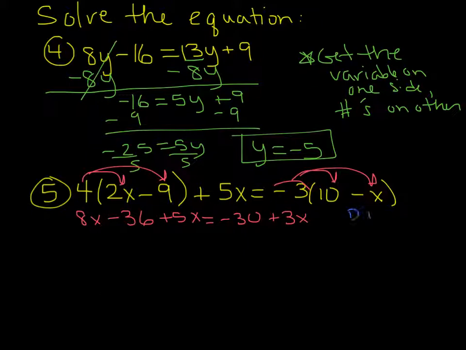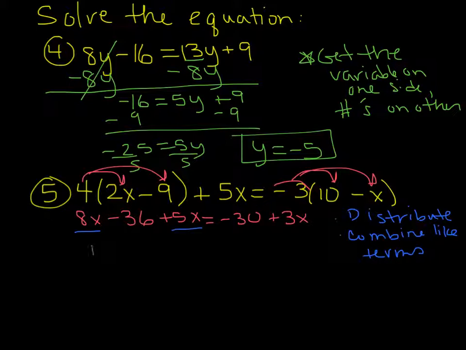So we're going to start by distributing. Now we are going to combine like terms. And in this case, my 8x and my 5x are my like terms. Those are going to give me 13x. So then I'm left with 13x minus 36 equals negative 30 plus 3x.